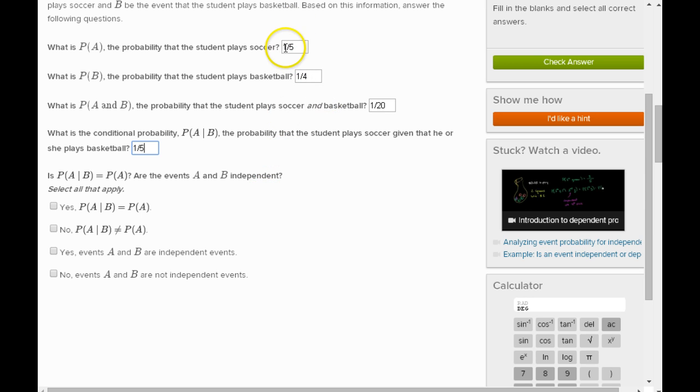Well, we did the little test here. 1 over 5 times 1 over 4 equals 1 over 20. We can see that the conditional probability is equal to the probability, meaning that the fact that he played basketball has no bearing on this probability. So we know that, yes, the probability of A given B is equal to the probability of A. And yes, they are independent events.